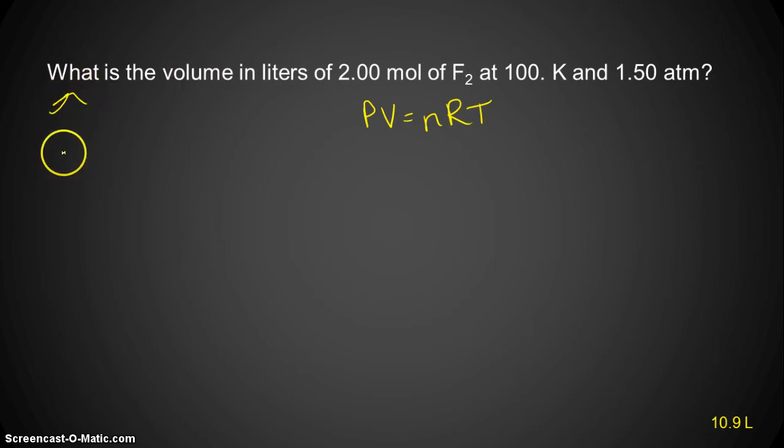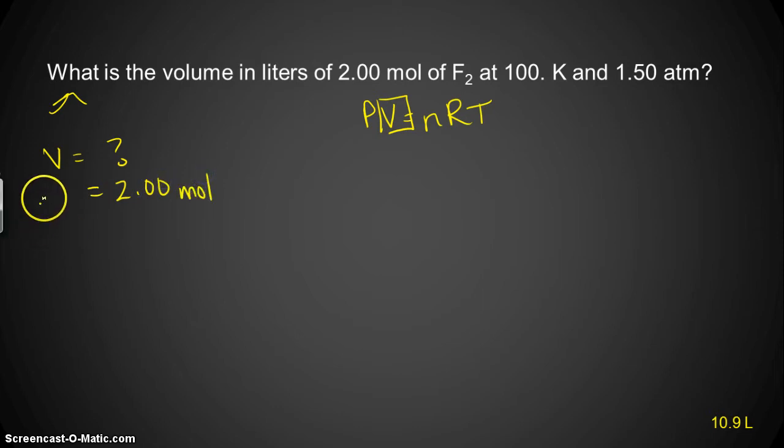I'm still going to start with my question word. They want to know, what is the volume? So volume is what I don't know. So volume is what I'm trying to solve for. Then I have 2.00 moles, and so that would be n. I have 100 decimal point Kelvin. That tells me that there are 3 significant figures there. That's a temperature, and it's already in Kelvin, so I don't have to convert it.